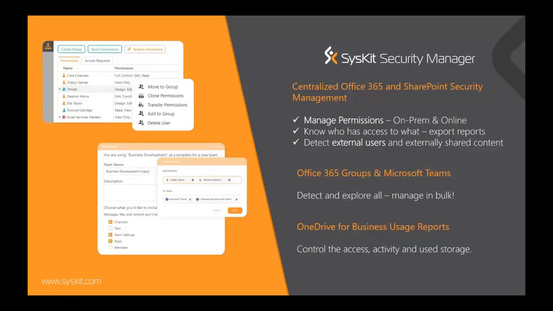Okay, just to summarize what we saw for now, Mattia showed how to create a team and what happens in SharePoint when you do this. And he also showed how to enable guest access and how to share with guest users. And we saw some tasks are very hard to accomplish in Office 365, like seeing which files are shared with whom across your teams, and who your guest users are and what is shared with them. Now I'll show you how our tool SysKit Security Manager can help you solve these problems.